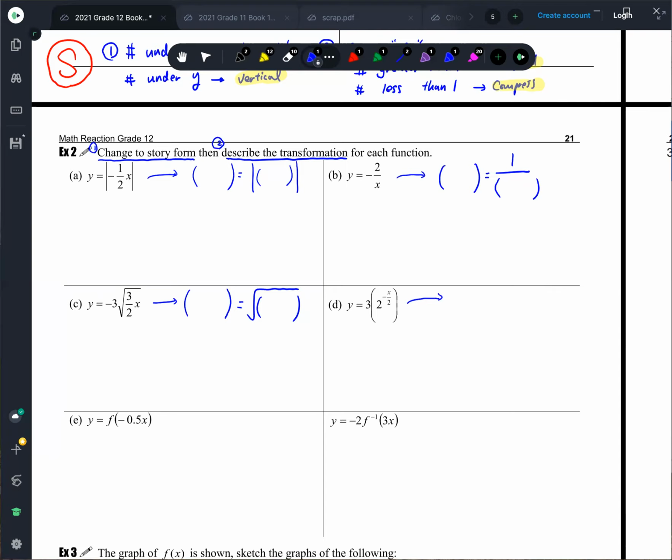Sorry, what was the question? The question is, for question D, which of the basic functions does it have to do with? I'm not sure. Did you understand A, B, C? Sort of. Okay, question C, which basic function does it have to do with?